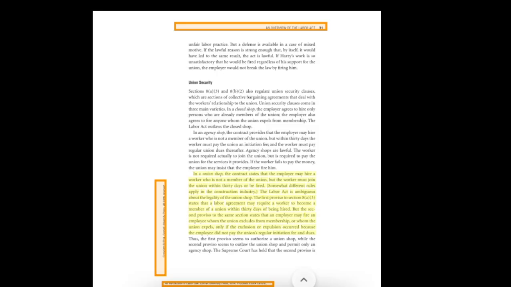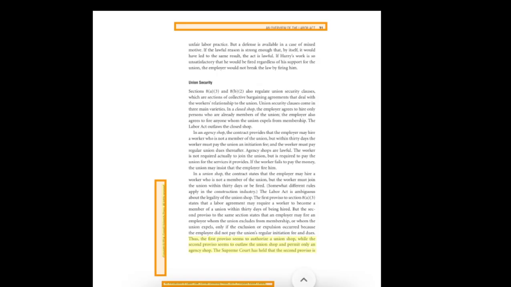The first proviso to Section 8(a)(3) states that a labor agreement may require a worker to become a member of a union within 30 days of being hired. But the second proviso to the same section states that an employer may fire an employee whom the union excludes from membership, or whom the union expels, only if the exclusion or expulsion occurred because the employee did not pay the union's regular initiation fee and dues. Thus, the first proviso seems to authorize a union shop, while the second proviso seems to outlaw the union shop and permit only an agency shop.